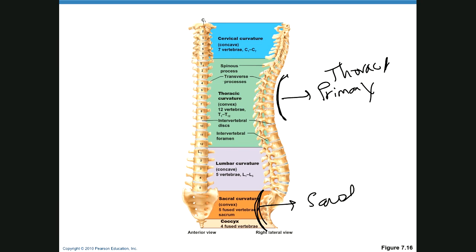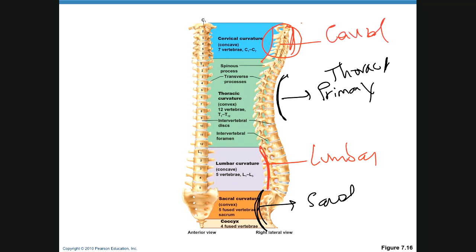The secondary curvatures, or acquired curvatures, are the ones that we acquire when we begin to lift our heads, and then we're going to acquire the cervical curvature right here. And when we begin to walk, we're going to acquire this lumbar curvature right here. So this will be lumbar, and this will be cervical.